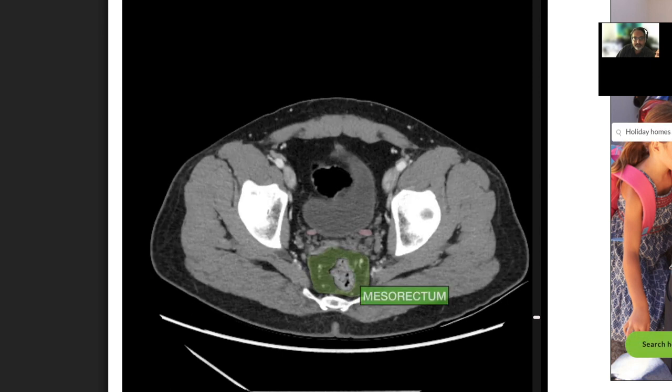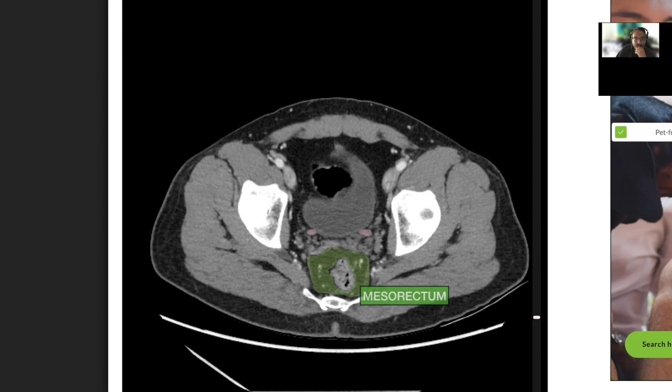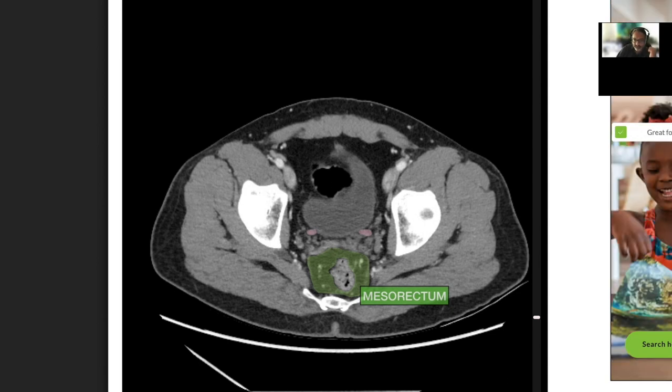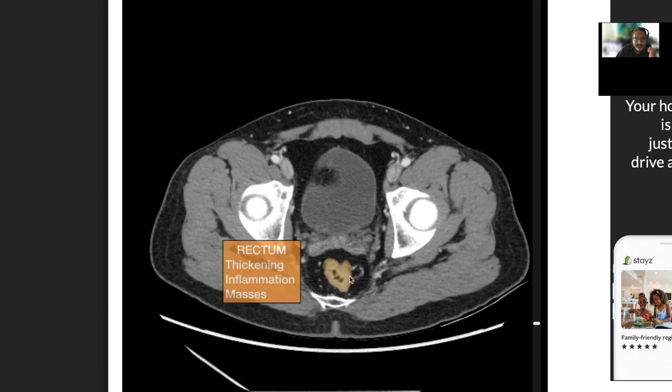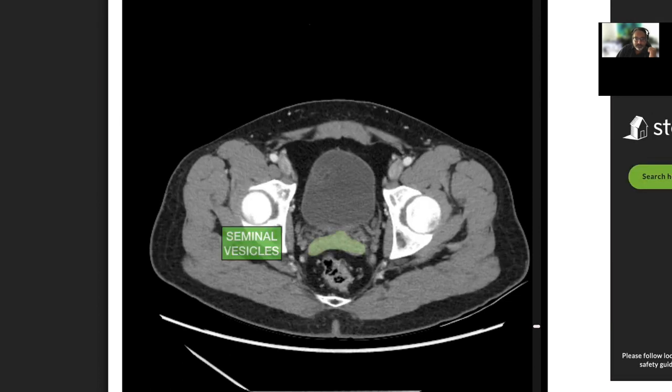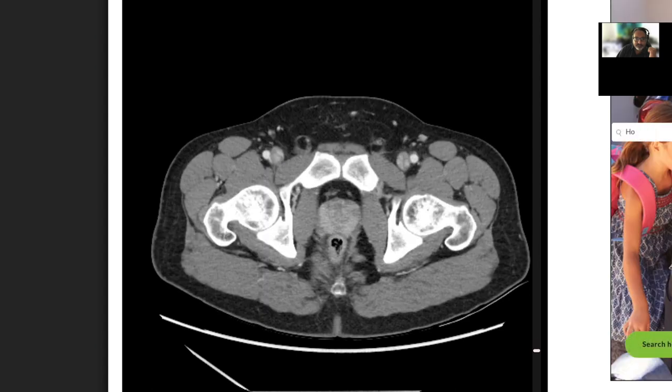And what is this here? Now it's the area around the rectum. So that's the mesorectum, the connective tissue around the rectum. And the uterus, and there's the peritoneum, rectum there. And it's showing you the other structures in the pelvis. We haven't done the pelvis.